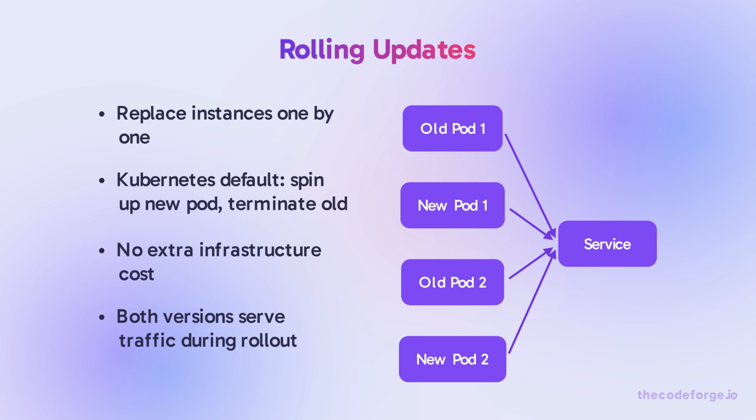Rolling updates replace instances one by one. Kubernetes does this by default. It spins up a new pod, waits for it to become ready, then terminates an old pod. The advantage: no extra infrastructure cost. The disadvantage: during the rollout, both old and new versions serve traffic simultaneously.